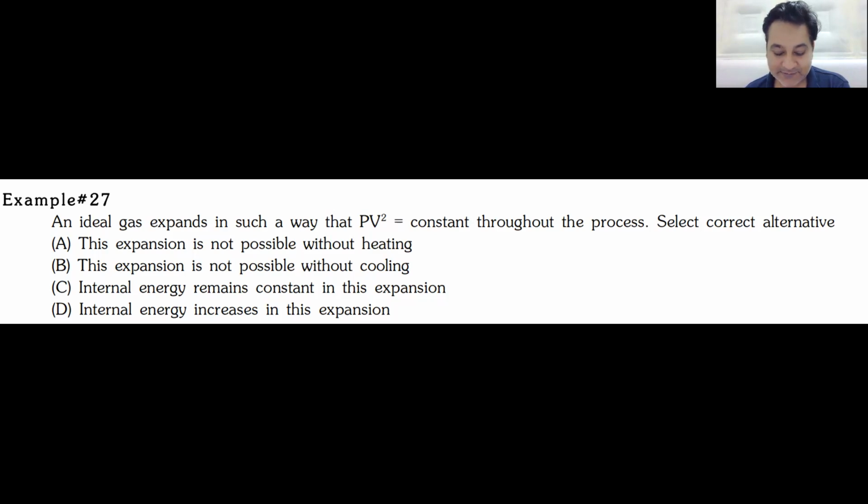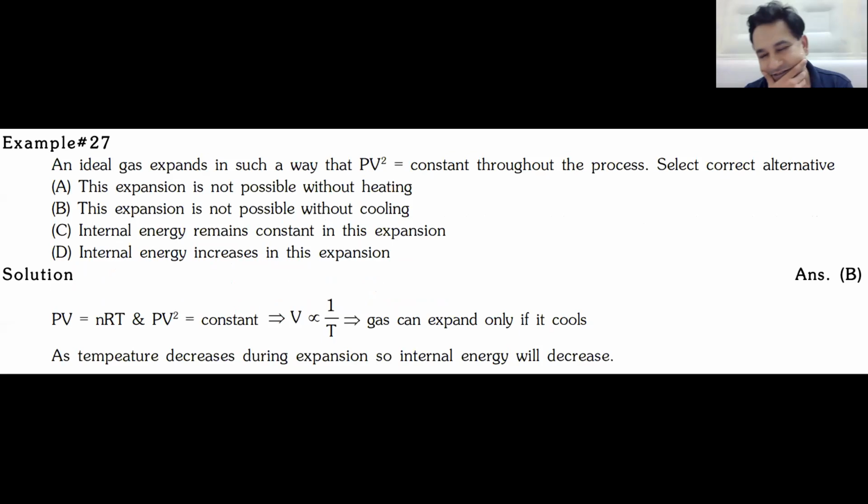Then I must again congratulate you. But this time your answer is not correct. PV squared is constant. PV is nRT. So PV squared is V into T. It's constant. Volume is inversely proportional to temperature. Volume expands, temperature decreases. It's not possible to expand it without cooling.